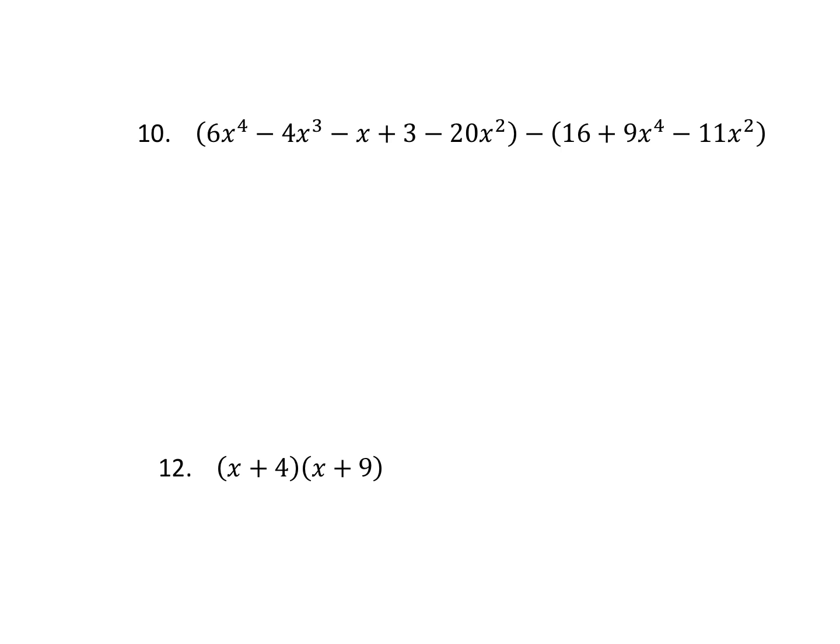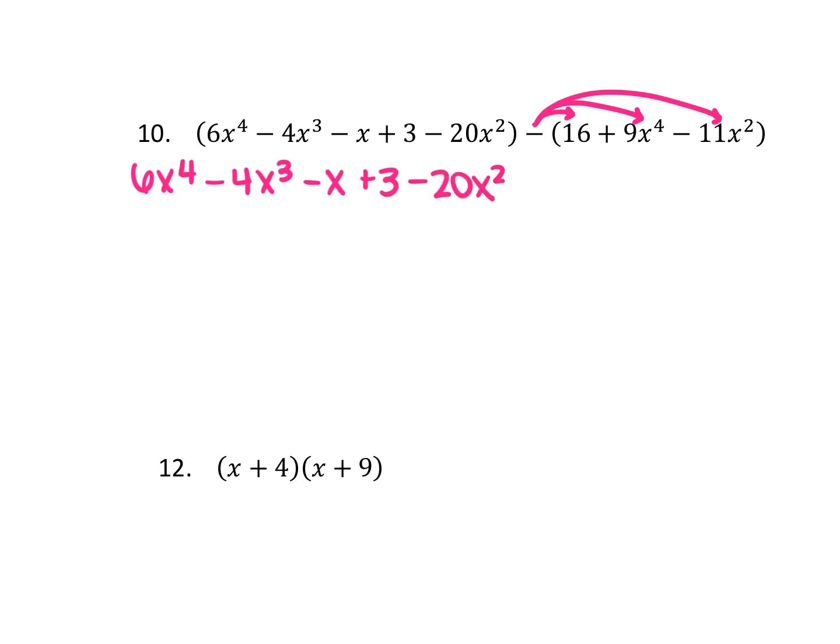For 10, you have 6x to the 4th power minus 4x cubed minus x plus 3 minus 20x squared minus 16 plus 9x to the 4th minus 11x squared. So again, the first thing we're going to do here is distribute that negative to each of those terms in the second set of parentheses. And that's going to give you 6x to the 4th minus 4x cubed minus x plus 3 minus 20x squared minus 16 minus 9x to the 4th plus 11x squared.